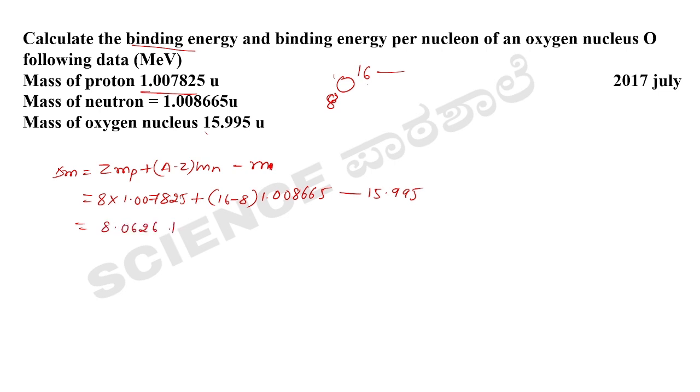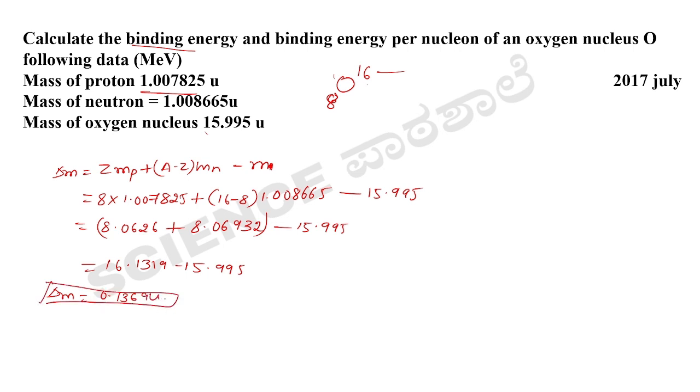If you do this, you will get around 8.0626 plus, so 16 minus 8 only, 8 into 1.008665 is 8.0692, minus 15.995. If you do this, you will get 16.1319 minus 15.995. Then delta M is equal to 0.1369 U. This is the mass defect value.